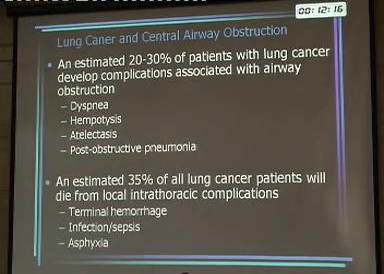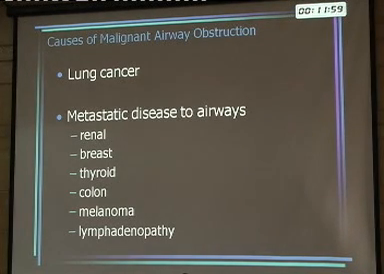And even more sad is that about 35% of lung cancer patients die from local intrathoracic complications, such as terminal hemorrhage or asphyxiation. And our goal when we do these procedures is to alleviate these symptoms and hopefully prolong their lives. The major cause of malignant airway obstruction is lung cancer, obviously, but there are other cancers that like to metastasize to the airway, especially, and this is in order of frequency in the airway: renal cell carcinoma, breast, thyroid, colon, melanoma, and of course lymphadenopathy that is adjacent to the airway. So these are all cancers that you may encounter in the airways.